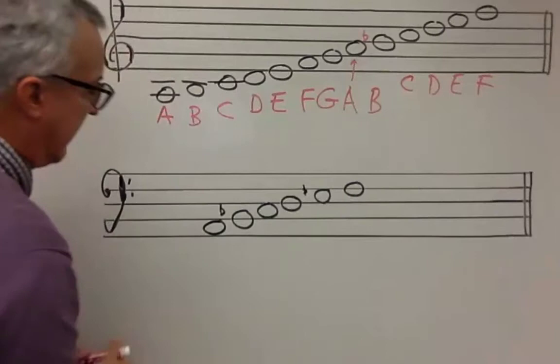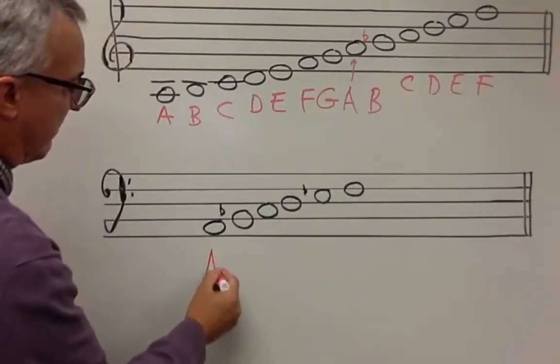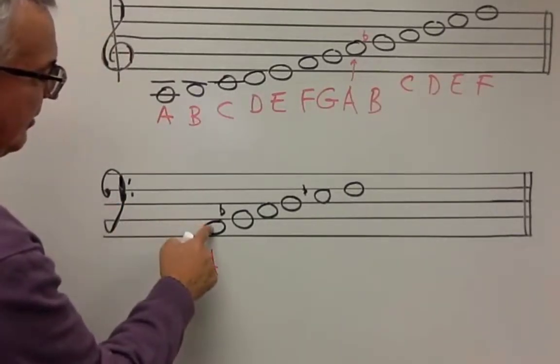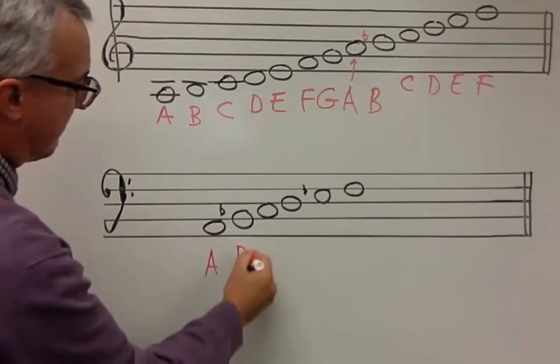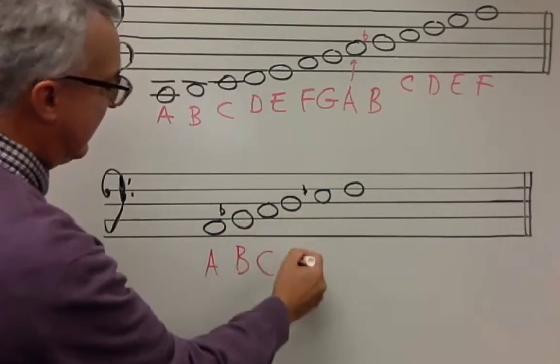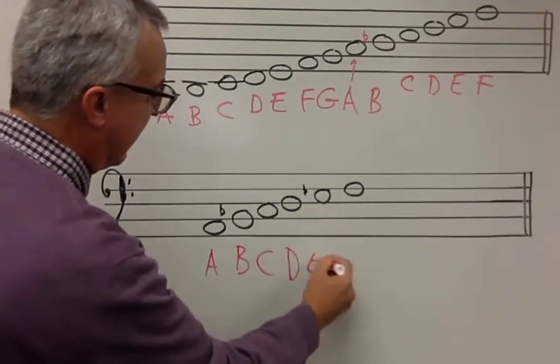So just like I did up above, if this low bottom space on the bass clef staff is low A, this is a B, this is a C, this is a D, this is an E, and this is an F.